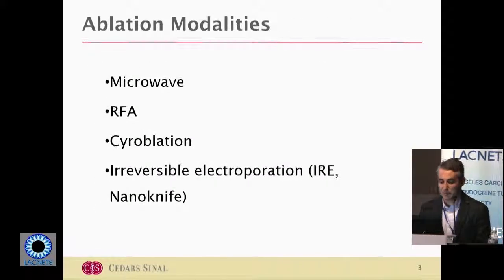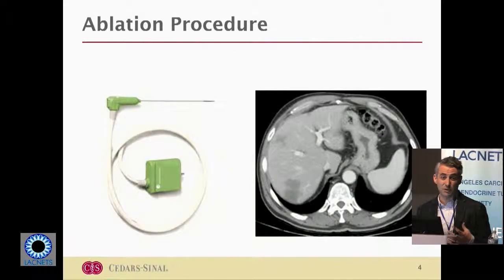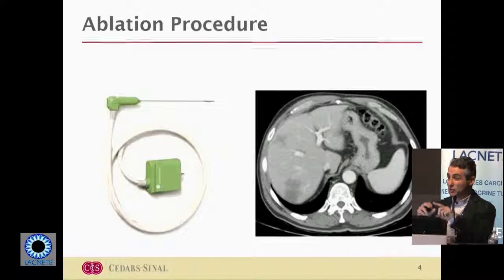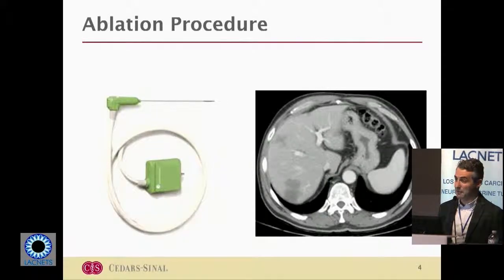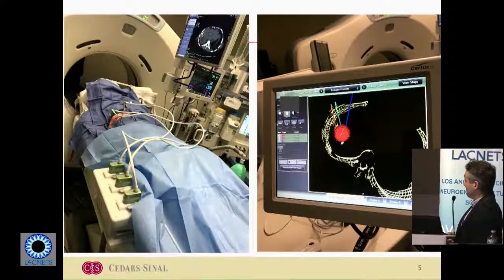So first I'm going to talk about ablation. There are many different types of ablation modalities. I use a lot of microwave. Microwave involves basically heating the tumor to really high temperatures and burning the tumor and a margin of normal liver around the tumor, basically incinerating that region. So this is the microwave ablation probe here. What we do is basically take this probe and use ultrasound and CT to go through the abdominal wall and into the metastasis, and then we burn.